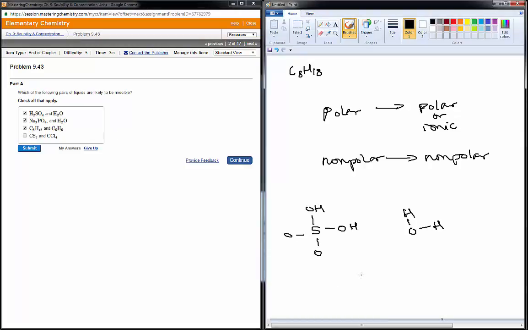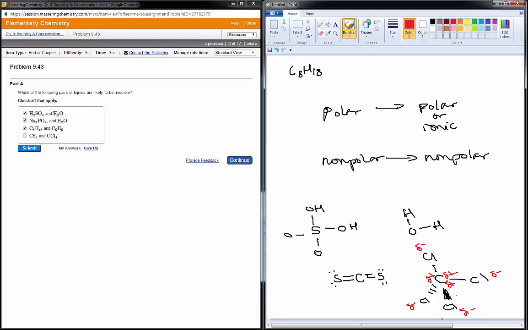And the last two we've got here, CS2. CS2 looks like this, and it does not have polar bonds because the carbon-sulfur bond is not a polar bond. And CCl4, I'm going to draw this in its correct geometric shape. The C-Cl bond is polar, it's a polar bond, but altogether, when you add up all of these polar bonds, you find that the molecule is not polar because they all cancel out.